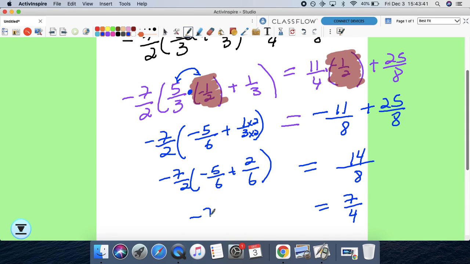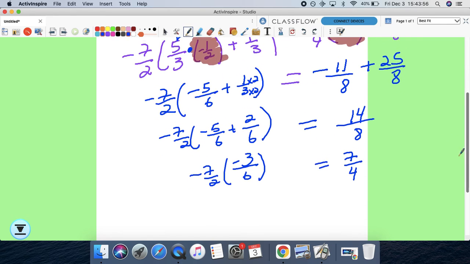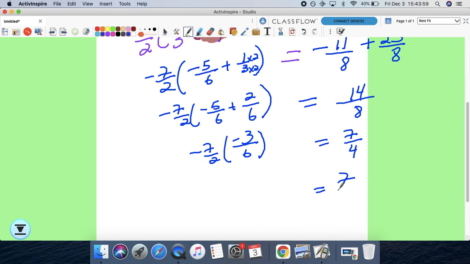I can now add inside the parentheses, right? I can combine those. Keep the denominator, add the numerators. Negative 5 plus 2 is negative 3. Okay, so far so good. Final step over here. Hopefully, final step.